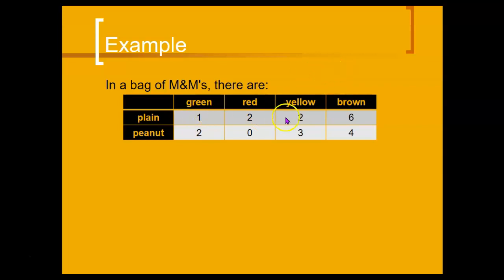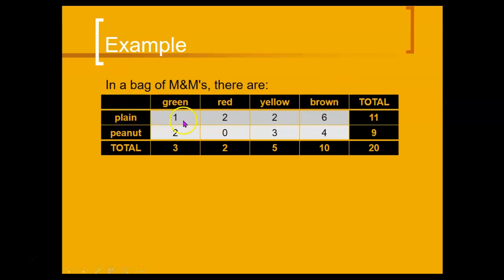And if you add some of these numbers together, you'll notice there's a total of 11 plain M&Ms and 9 peanut M&Ms in the bag. That's 20 in all. You'll also notice that altogether 3 of the M&Ms are green, there's 2 that are red, 5 are yellow, and 10 are brown. Again, the total is 20.